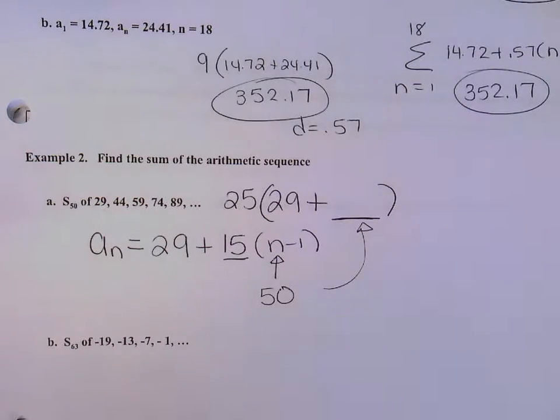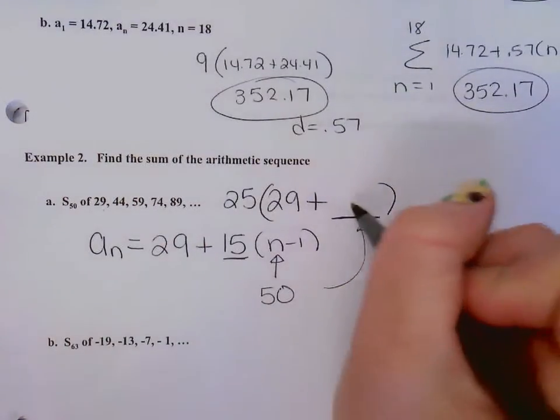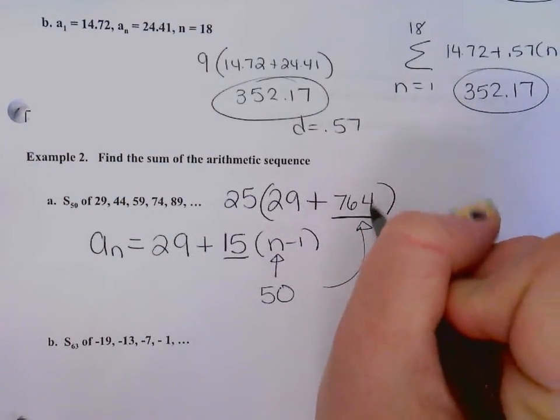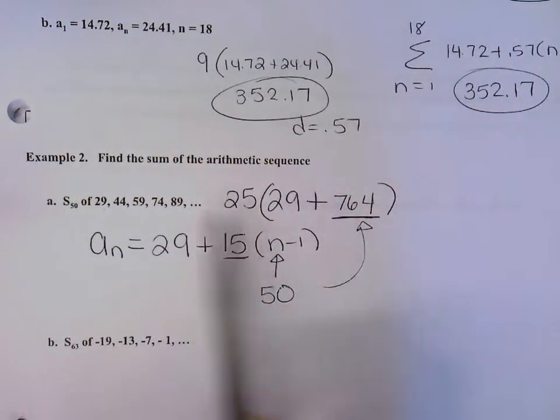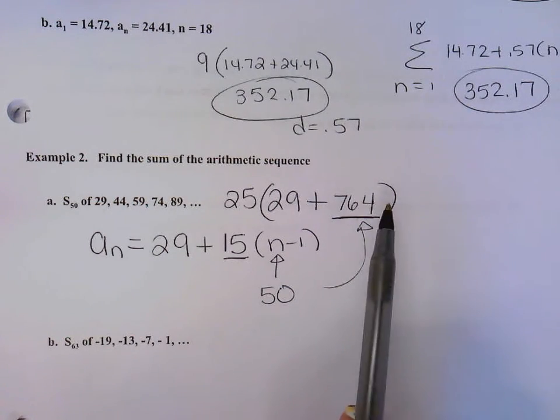So I'm going to do 29 plus 15 times 49. So 764 would be the last term of this 50-term sequence.